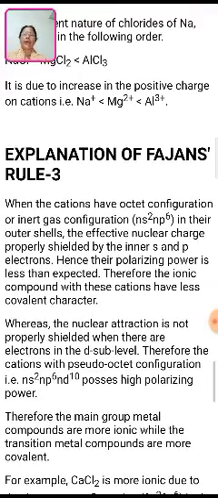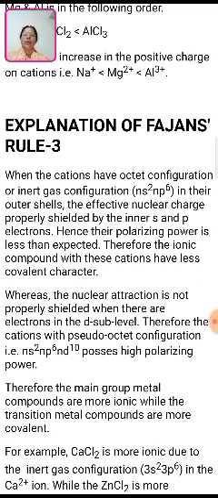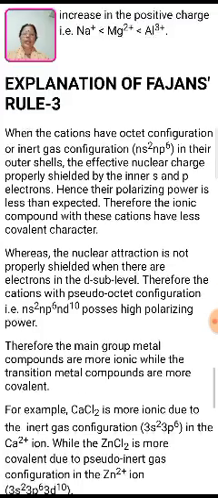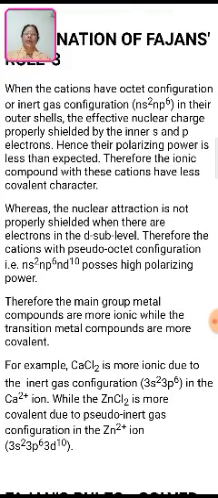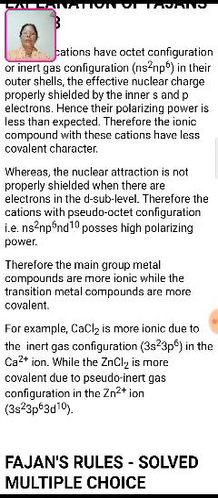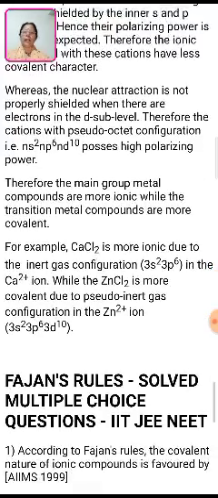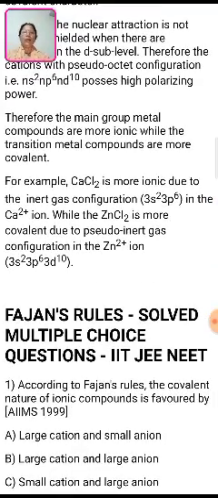Now the explanation: when the cations have octet configuration or inert gas configuration ns2 np6 in their outer shells, the effective nuclear charge is properly shielded by the inner s and p electrons. Hence, their polarizing power is less than expected and therefore the ionic compounds with these cations have less covalent character. Whereas the nuclear attraction is not properly shielded when there are electrons in the d subshell, and therefore the cations with pseudo-octet configuration ns2 np6 nd10 possess high polarizing power, and therefore main group metal compounds are more ionic while the transition metal compounds are more covalent.